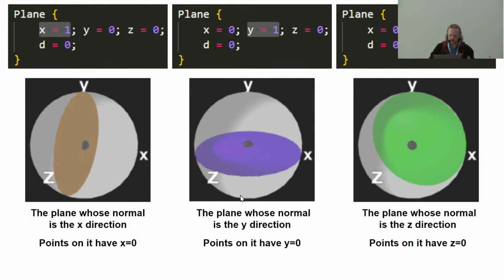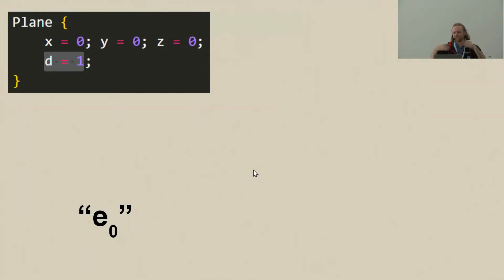This plane is the plane whose normal is in the y direction. Points on it have y equal to 0. Here's the z plane, and points on it have z equal to 0. These also get called E1, E2, and E3 in geometric algebra. In fact, by everybody else that you'll hear from this week. But yeah, I'm video games, so X, Y, Z.